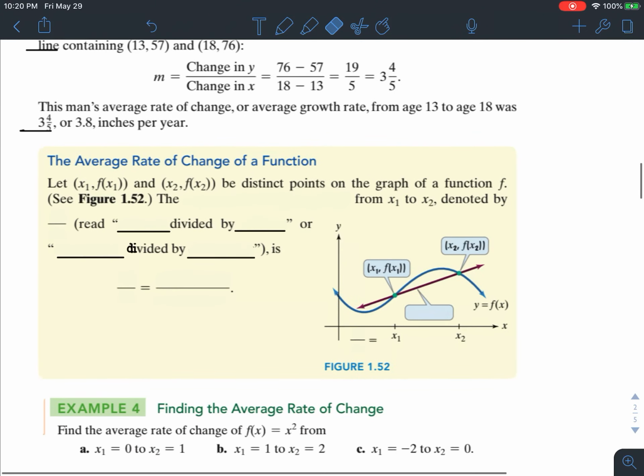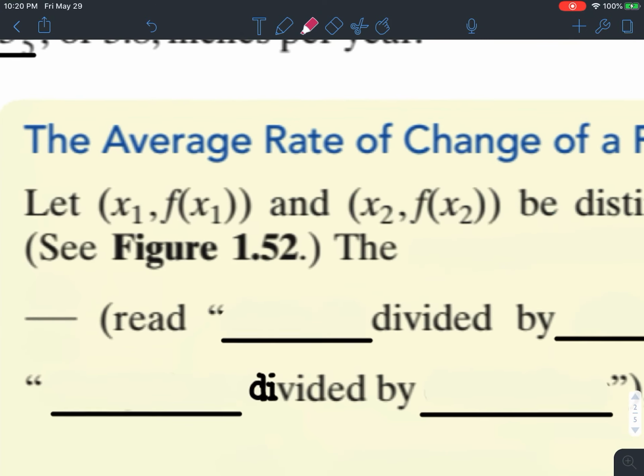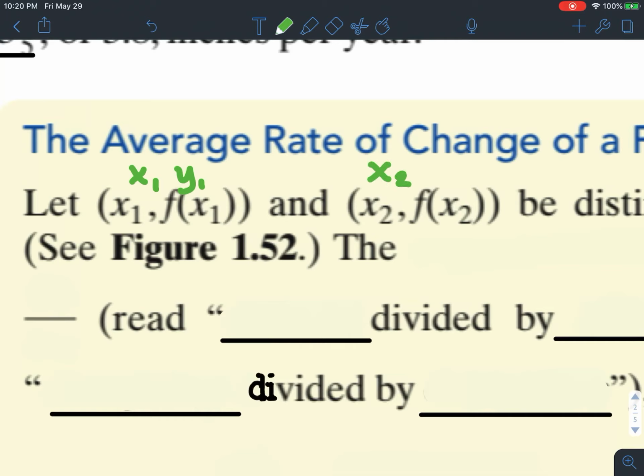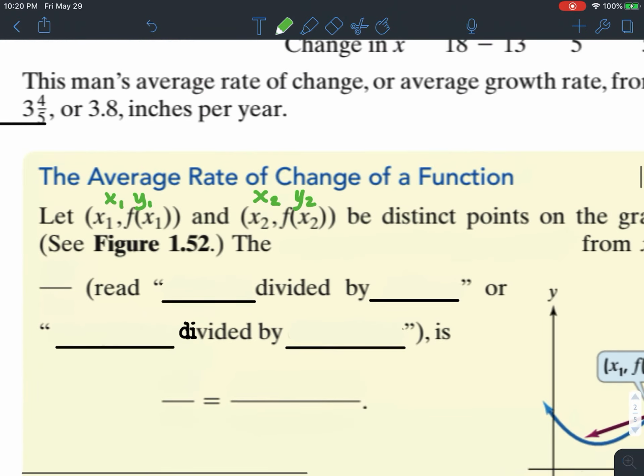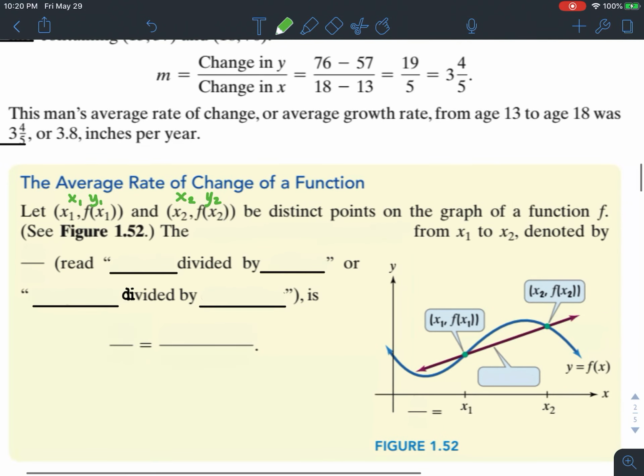Okay, so this is just sort of a summary here. So let x1, f of x1. That looks scarier than it really is. This really just means x1, y1. And what does this mean? x2, y2. That's how we learned it in Algebra 1, right? But now, instead of y1, they're saying f of this x. That's all. But it's the same thing. So those are distinct points on a graph.